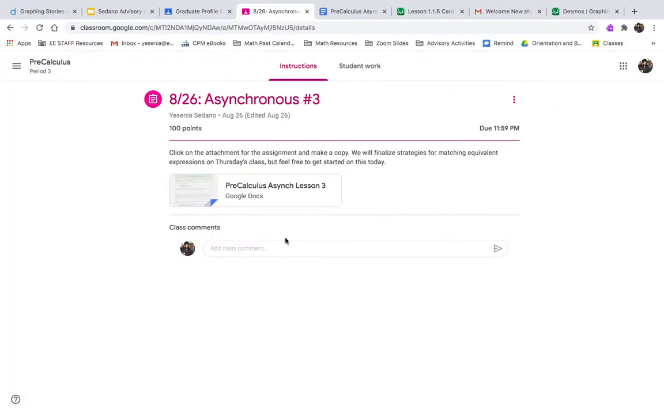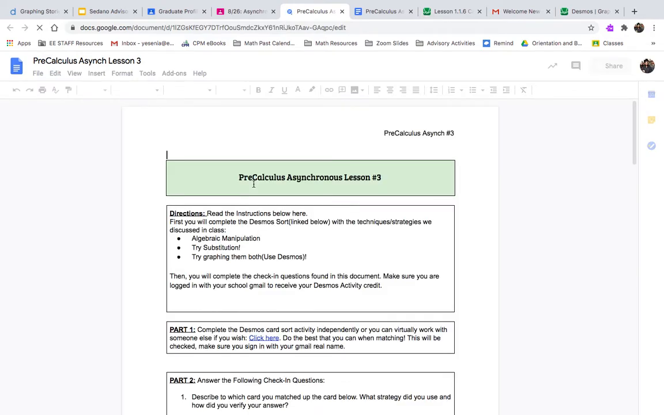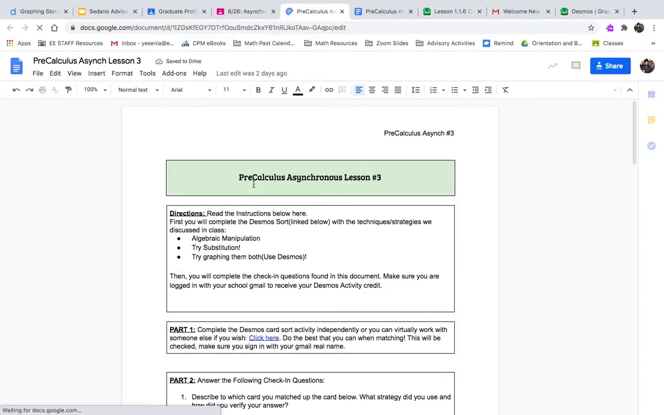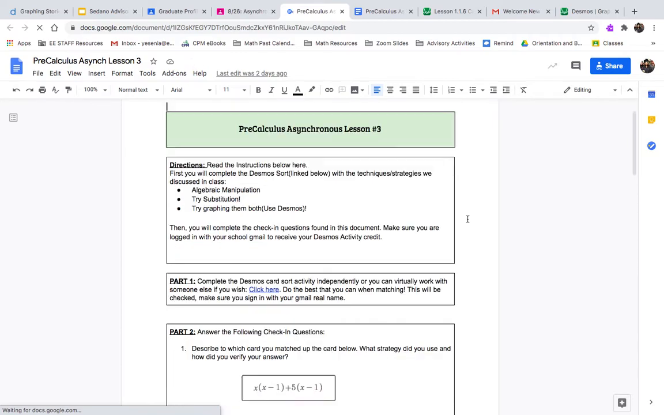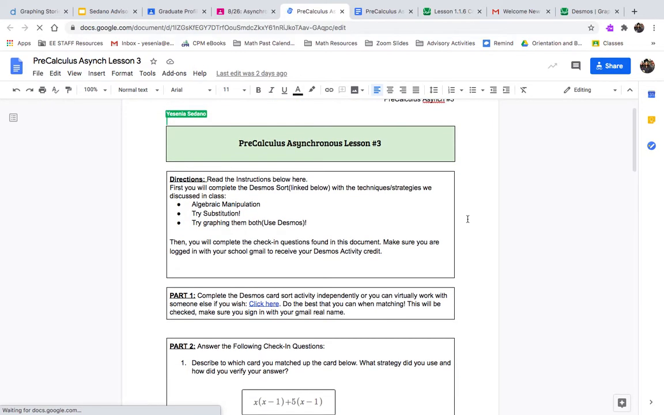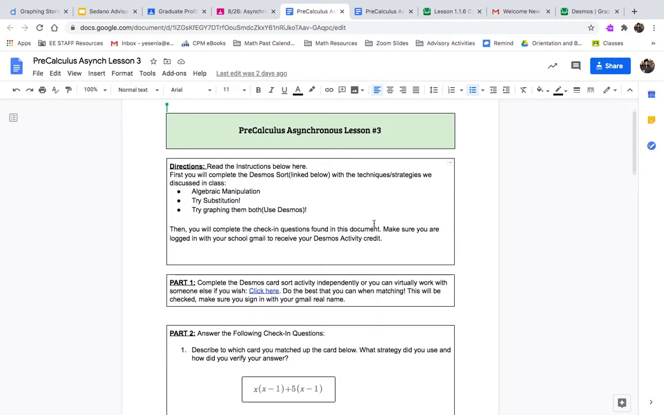Hey everybody, so I'm here going to talk a little bit about asynchronous number 3 that is due Thursday 11:59. So we finished up our discussion about how to match up equivalent expressions in our Thursday class. The different techniques that we talked about were algebraic manipulation, trying substitution, and then trying to graph both using Desmos. I'm going to talk a lot about the Desmos portion in this video if you need some support.